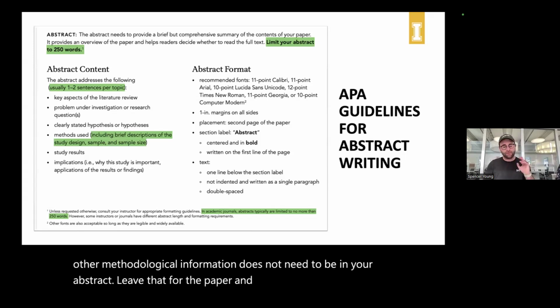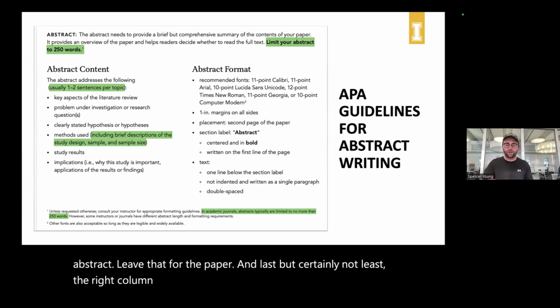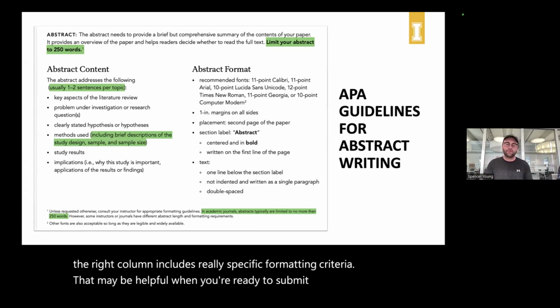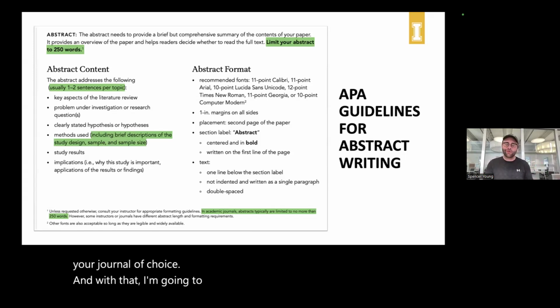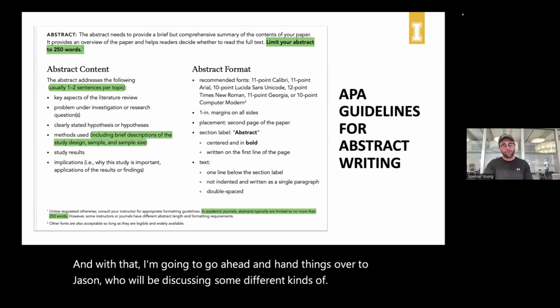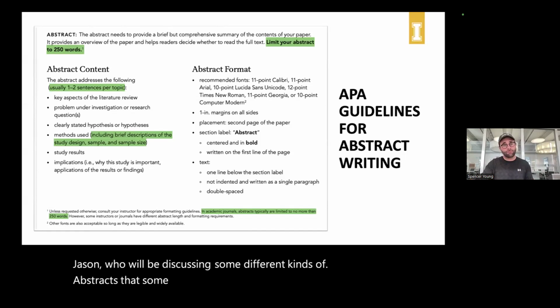And last, but certainly not least, the right column includes really specific formatting criteria that may be helpful when you're ready to submit your abstract to your journal of choice. And with that, I'm going to go ahead and hand things over to Jason, who will be discussing some different kinds of abstracts that some journals may be looking for.